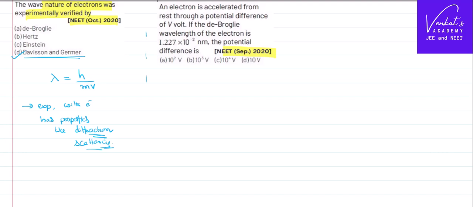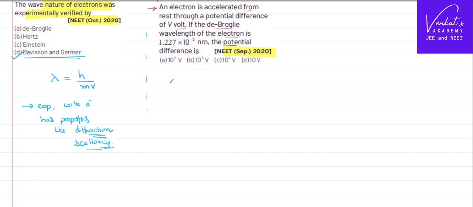Let's have a look at the second question. What does the second question say? An electron is accelerated from rest through a potential difference of V volts. The de Broglie wavelength is given for you. What is the potential difference?